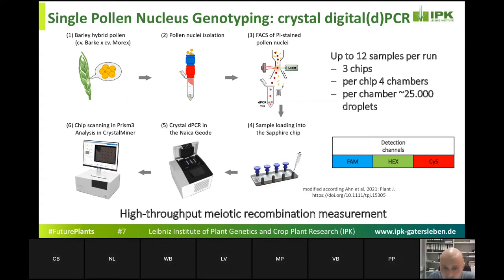Why we decided on this system was that it is actually a rather simple procedure. You can analyze up to 12 samples per crystal dPCR run. You can run in the Geode up to 3 chips, and per chip you can have up to 4 chambers. Per chamber, in our experience, roughly 25,000 droplets are formed. Moreover, initially we could detect 3 different colors with the Prism. So in theory, this would allow high-throughput meiotic recombination measurements.